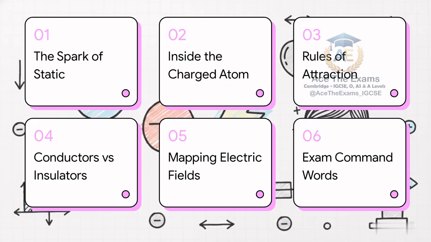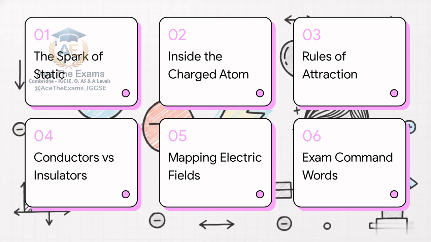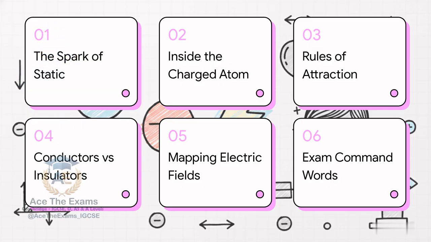First, we'll look at the spark of static, the everyday phenomena you've definitely experienced. Second, we shrink all the way down inside the charged atom to see the actual hidden mechanics. Third, the rules of attraction will govern how these invisible forces interact with each other. Fourth, we will contrast conductors versus insulators, which is a massive trap for students. Fifth, we'll visualize the unseen by mapping electric fields. And finally, our capstone, the real secret sauce, mastering exam command words.